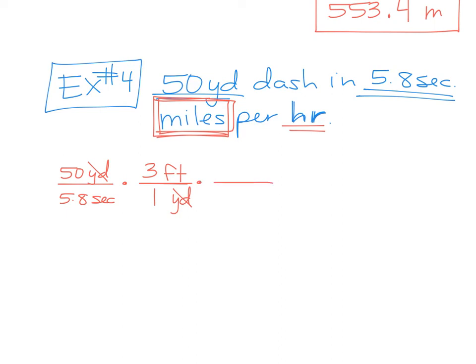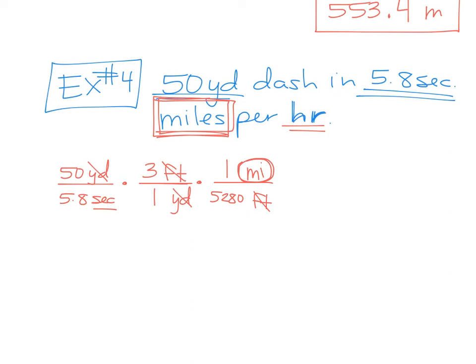Where do feet need to go if we're going to cancel them? On the bottom. Right now it's on the top, so we're going to put feet on the bottom. Those will cancel. And feet to miles, do you know that? 5280. So 1 mile is 5,280 feet.